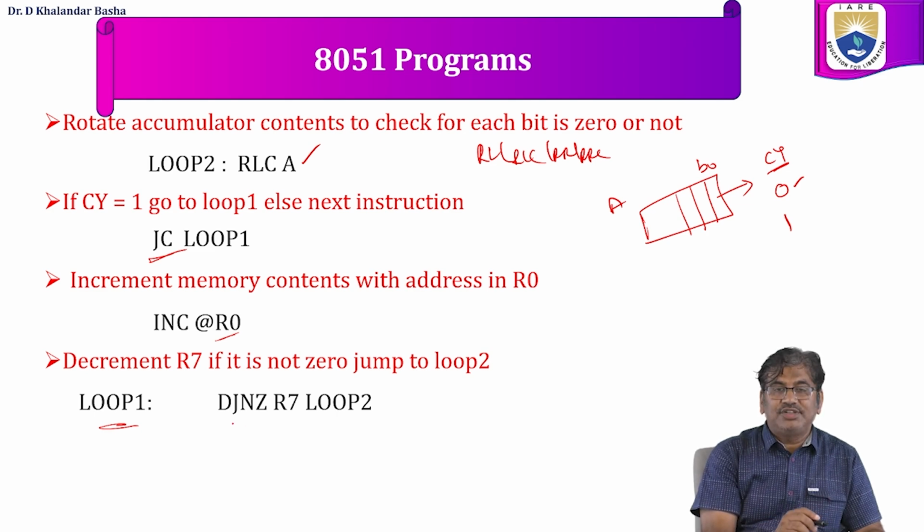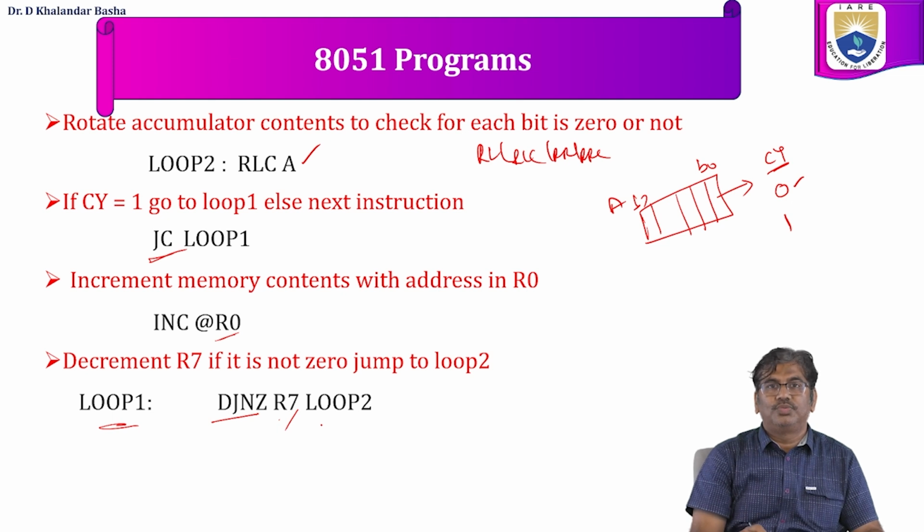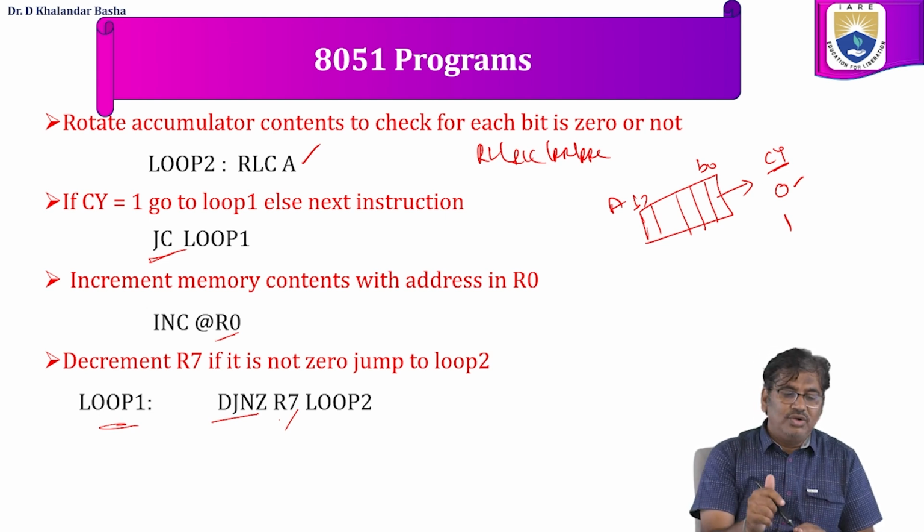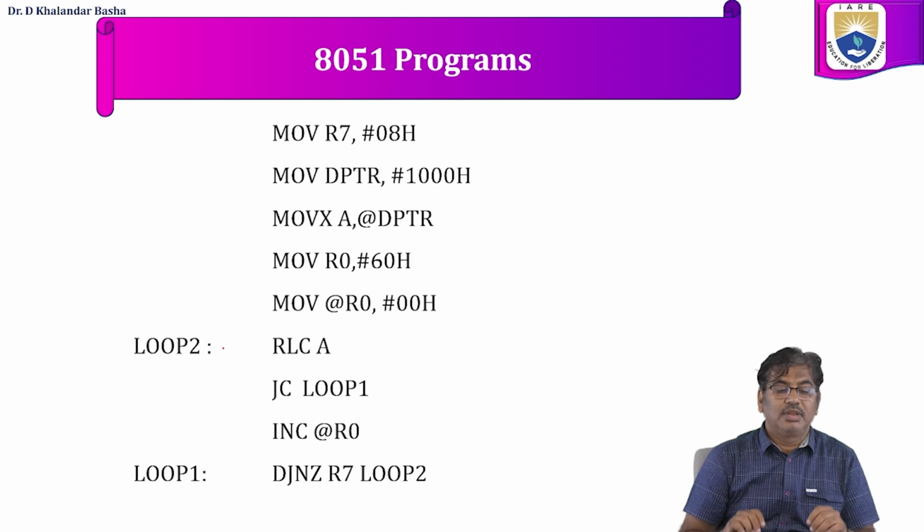Next, how many times it has to iterate? Because it is 8 bits, that is B0 to B7. For every bit check, decrement R7. If it is non-zero, go to loop 2. So this loop will be iterated 8 times. Once all the 8 bits are checked, our task is the count which is there in the R0 memory location, that we are going to load into target memory location.